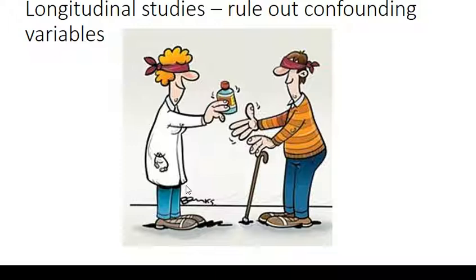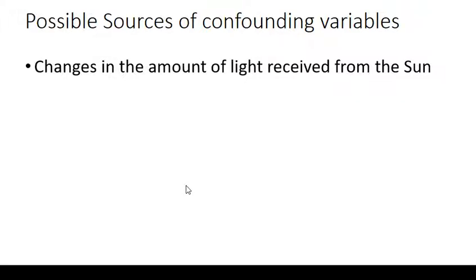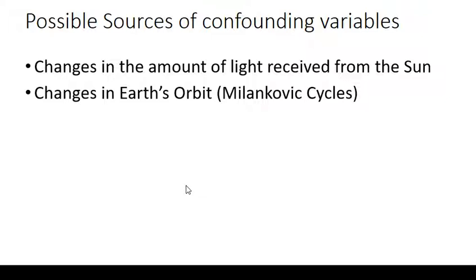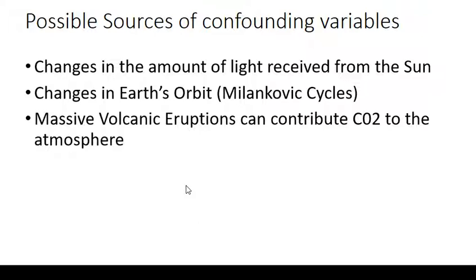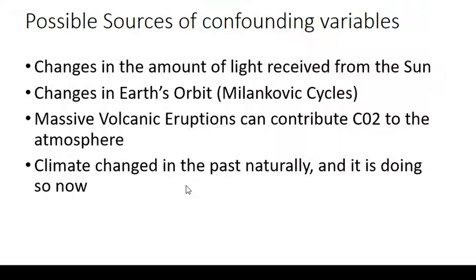Now, one of the things that longitudinal studies can do is rule out confounding variables. Some of the possible confounding variables for understanding the relationship in global warming: changes in the amount of sunlight received, changes in the Earth's orbit called the Milankovitch cycles, the amount of CO2 from volcanoes, and hey, the climate changed naturally in the past, so it's doing so now. So let's look at each of these variables. And there's more too, but I want to keep this list kind of short.